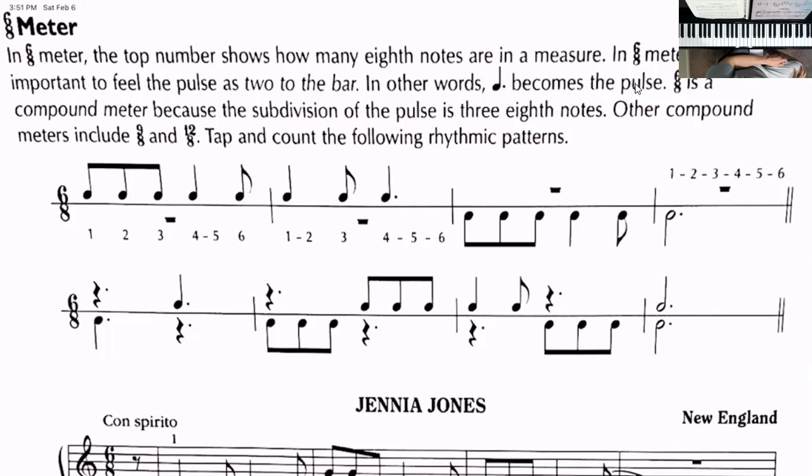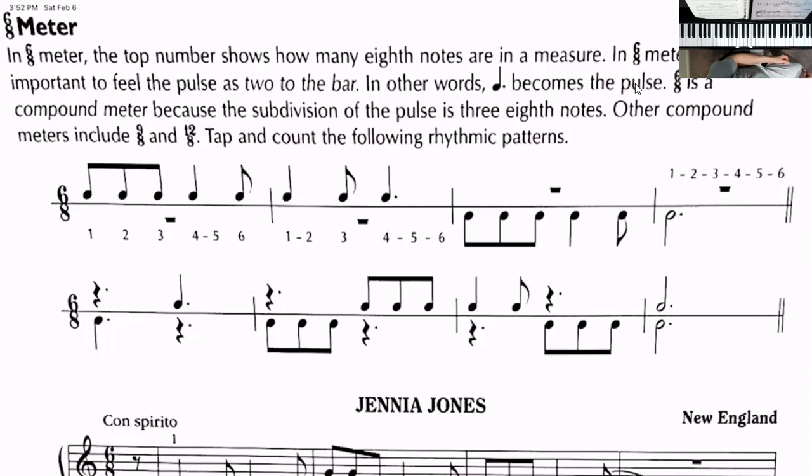It says here that in 6/8 meter, the top number shows how many eighth notes are in a measure. In this case, it's 6. The numbers can be different, such as 9 or 12. In 6/8 meter, it is important to feel the pulse as 2. So 6/8 is kind of like 2/4 time, except it is 6/8 time. We'll talk a little more about what that means in a bit. In other words, the dotted quarter becomes the pulse. 6/8 is a compound meter because the subdivision of the pulse is three eighth notes.